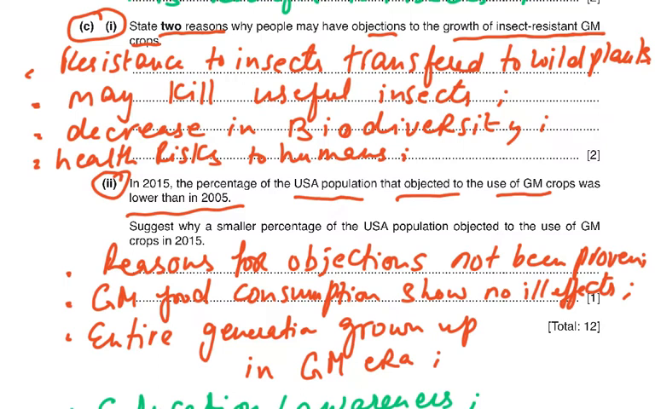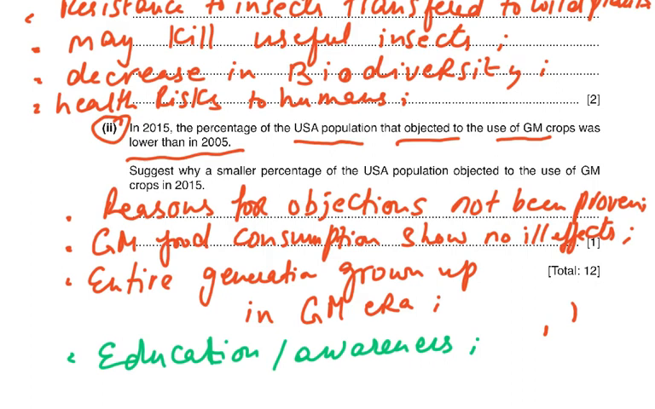That's what the media says. That's what all the social media says. An entire generation has grown up in the GM era, so they have no clue. They don't even know about the times when there were no GM crops. And of course, the last point is education and awareness.